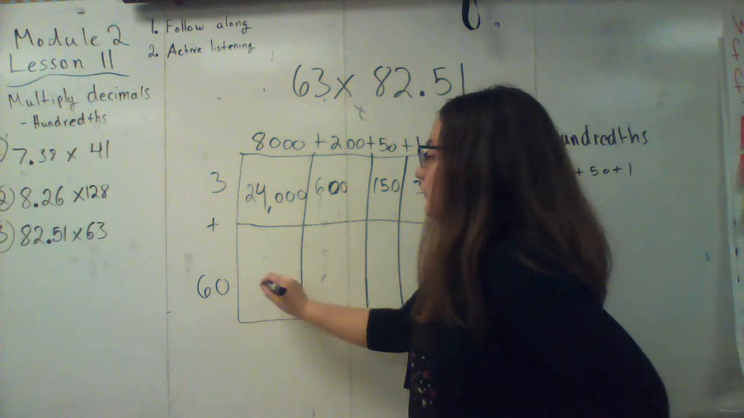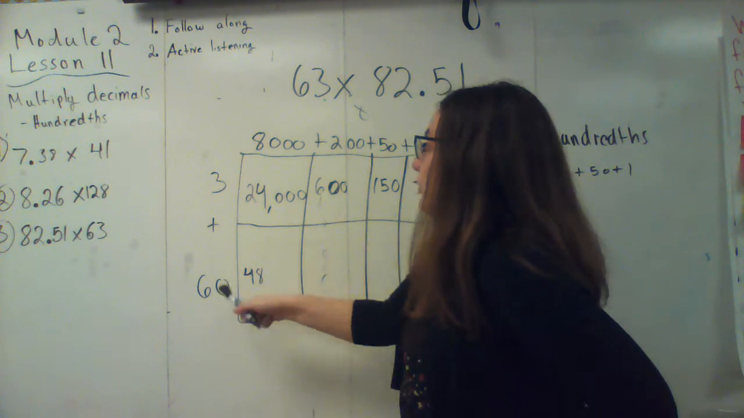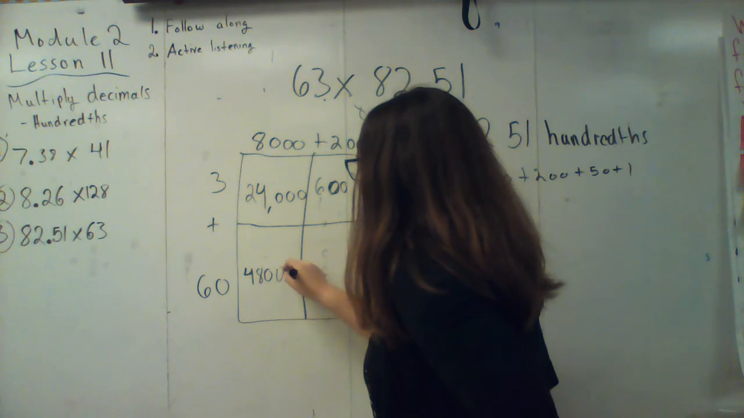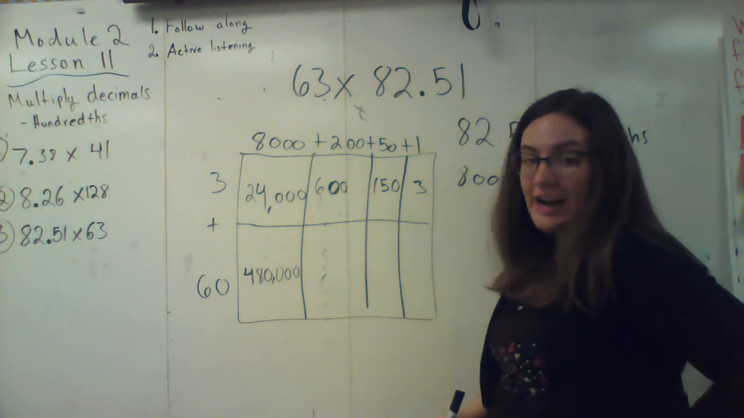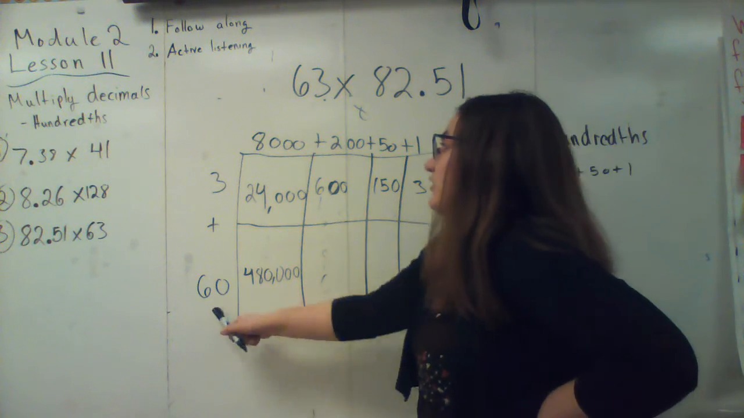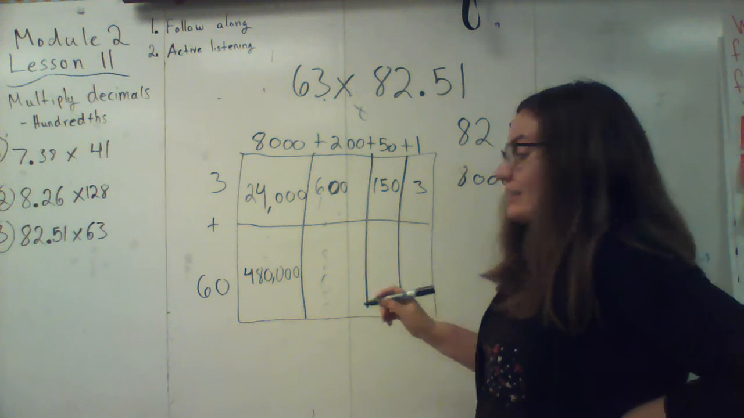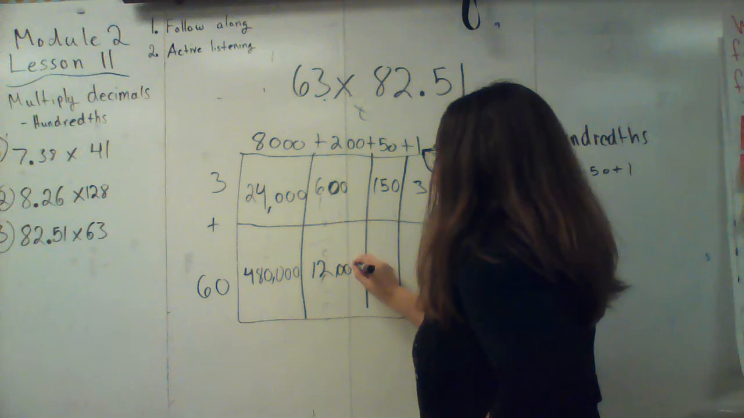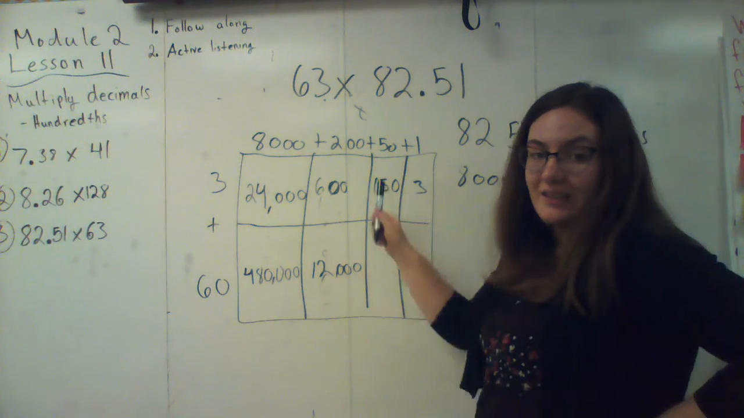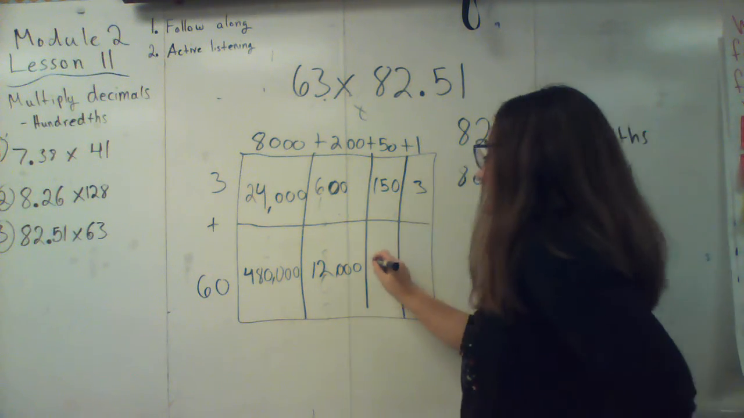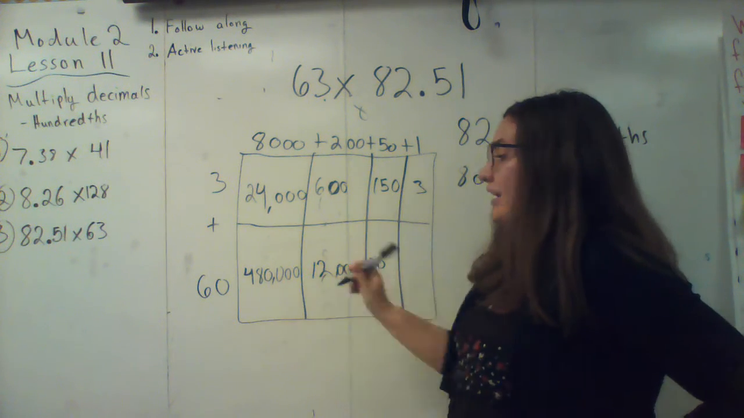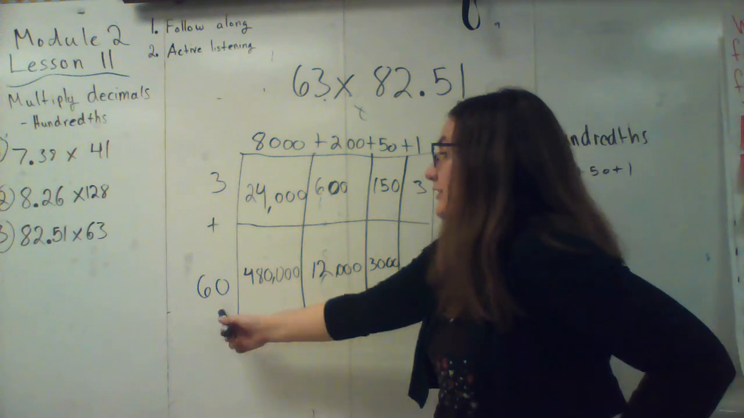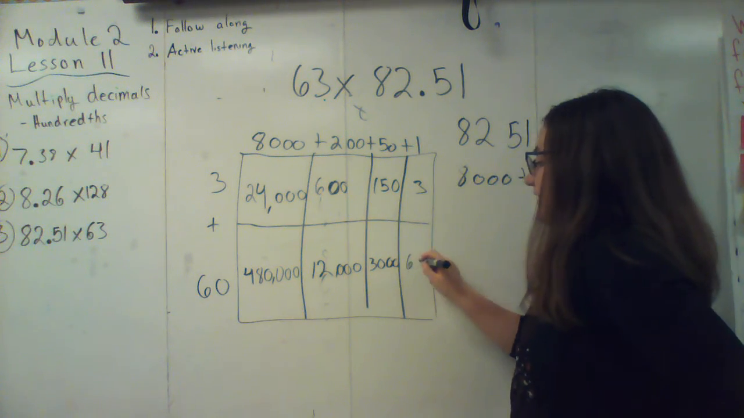Then for my last row, I need to do 60 times 8,000. So 6 times 8 is 48. And then I have 1, 2, 3, 4 zeros to add. So I have 480,000 in that first box. Then I do 60 times 200. 6 times 2 is 12. And then I add 3 zeros. Then I do 60 times 50. So 6 times 5 is 30. And then I add 2 zeros. So I should have 3,000 there. Last but not least, I do 60 times 1, which is 60.